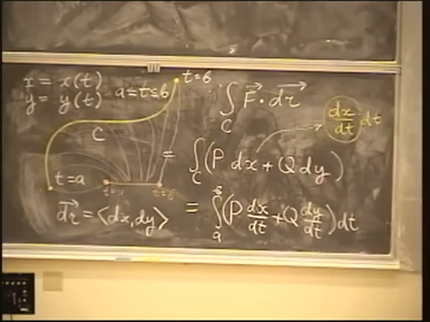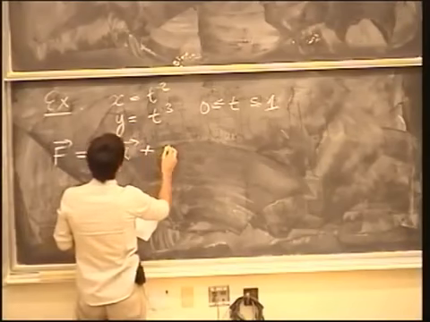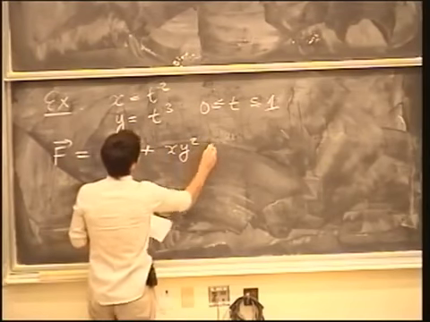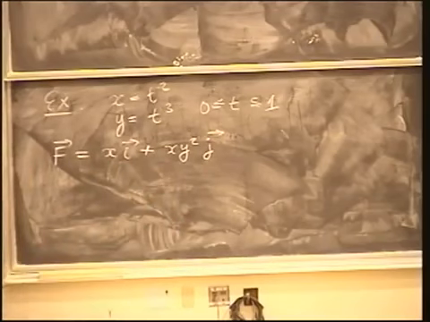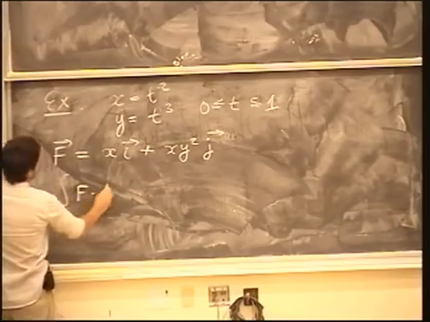So example, let's say you have a curve in which x is equal to t squared and y is equal to t cubed. Okay? And so that's the curve, and t say from 0 to 1. And then you have the vector field, which is, let's just say, x times i plus xy squared times j. Doesn't matter. It's just to illustrate this. Okay, so in this case, what is the line integral?